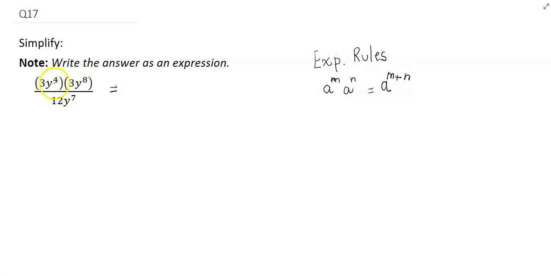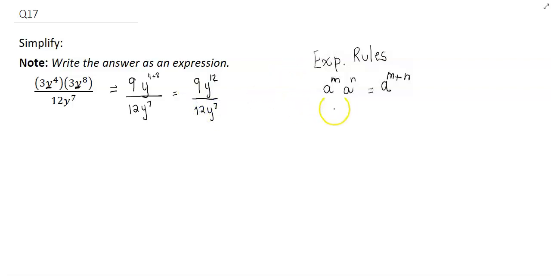Here I have multiplication, everything is multiplying. This base and this base are the same. So I'm going to multiply the coefficients of the monomials, 3 times 3, 9. And I can keep the base y and I add the exponents, 4 plus 8. And then here will be 12 y 7. So it will be 9 y 12 and 12 y 7.